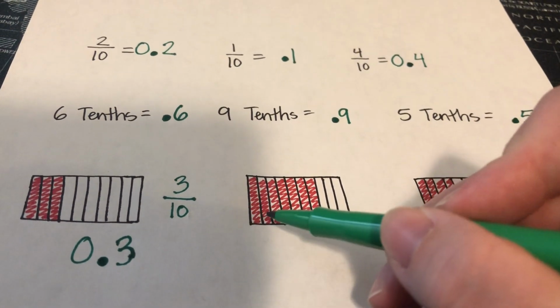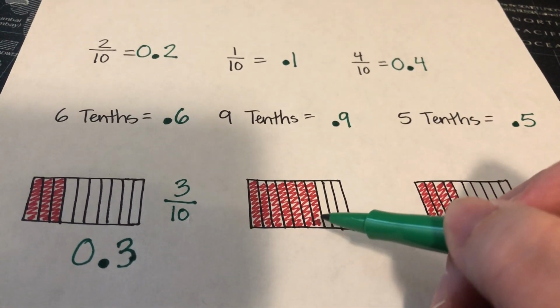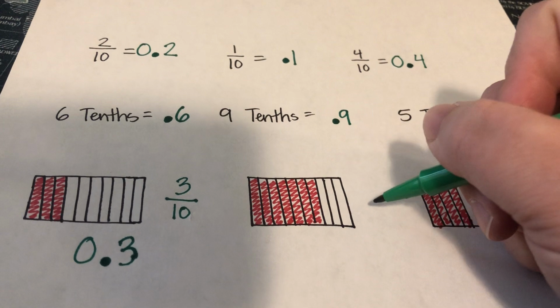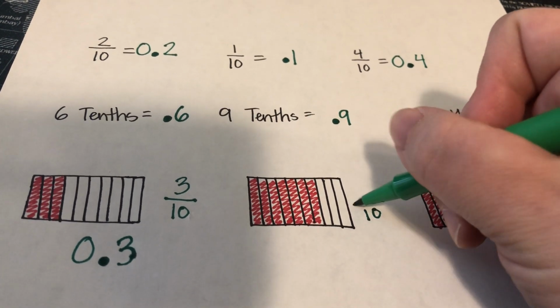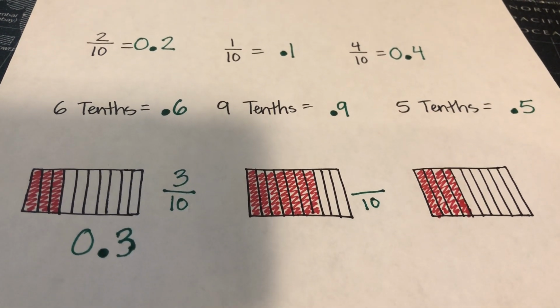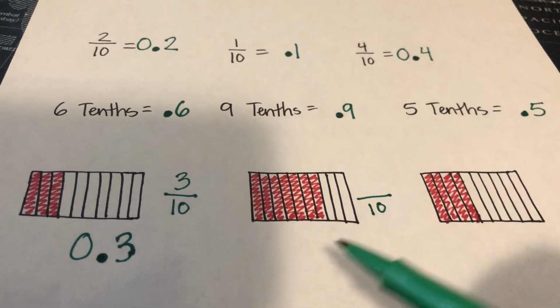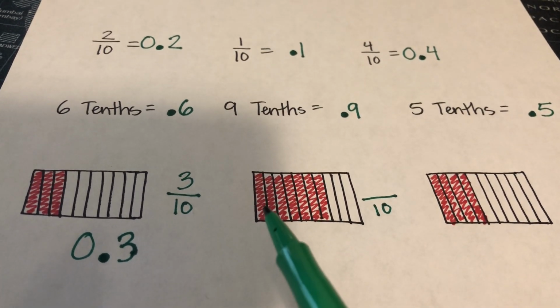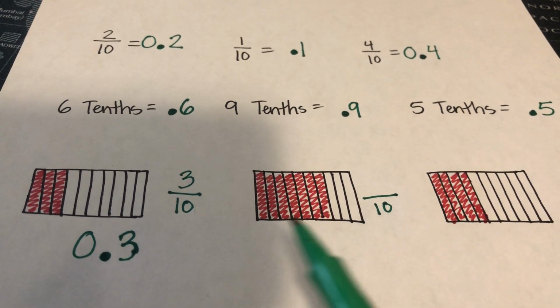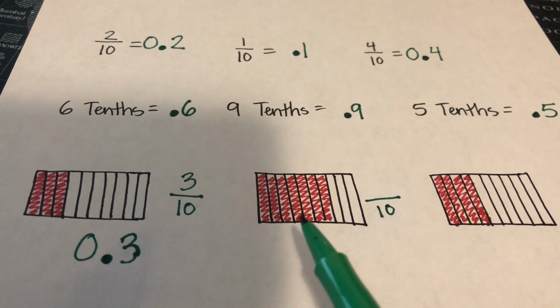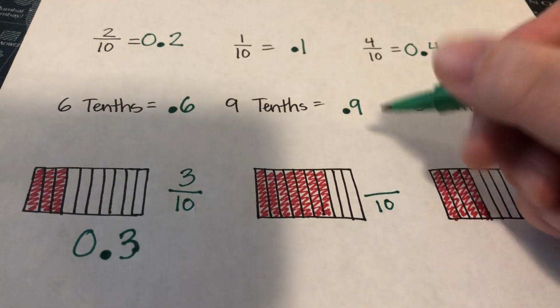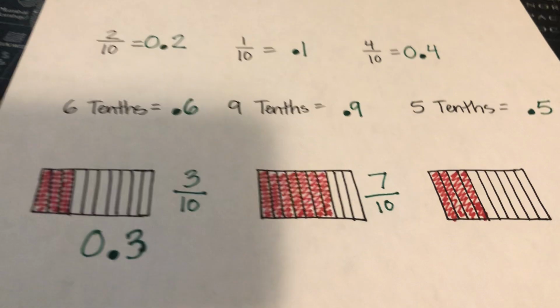I have 1, 2, 3, 4, 5, 6, 7, 8, 9, 10. So I'm also dealing with tenths here. Here's a hint. This whole paper is tenths. Okay. So how many spaces are filled with the red? 1, 2, 3, 4, 5, 6, 7. So I have 7/10 here.